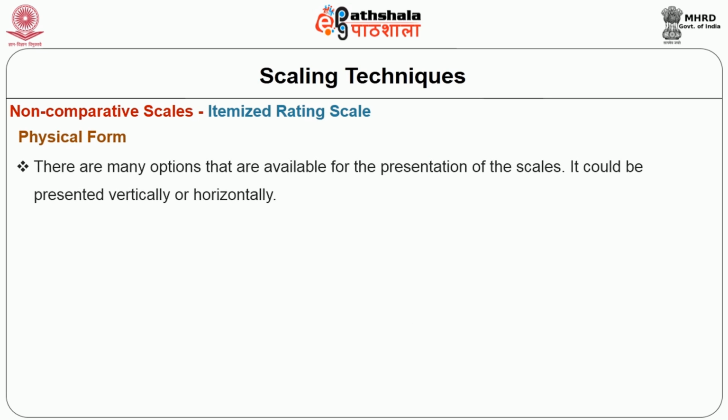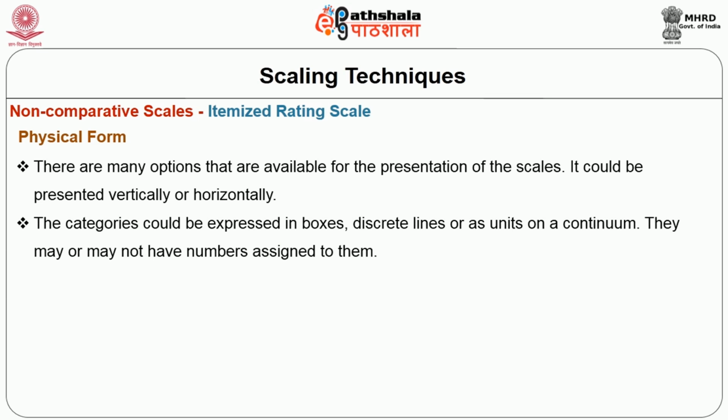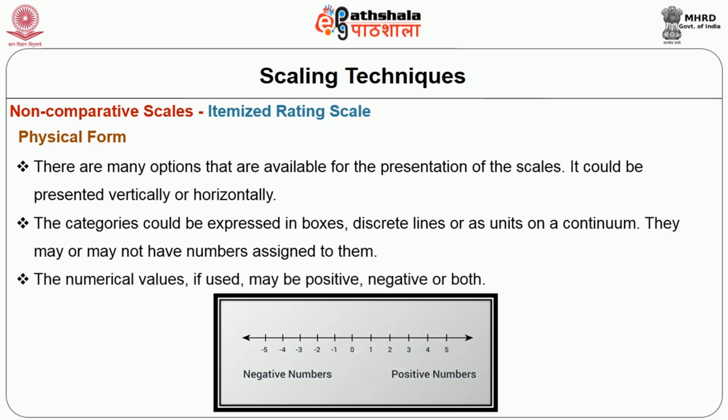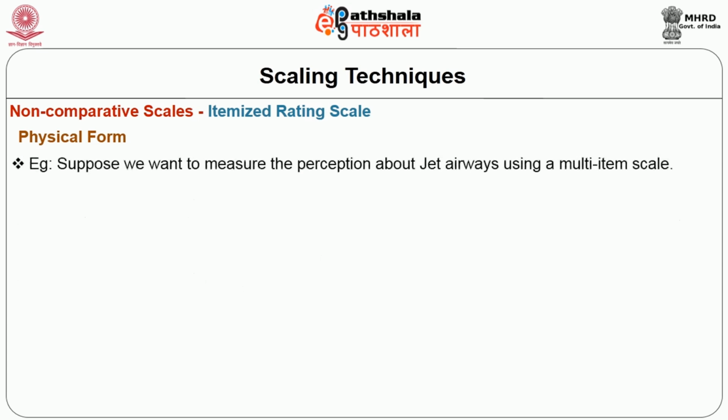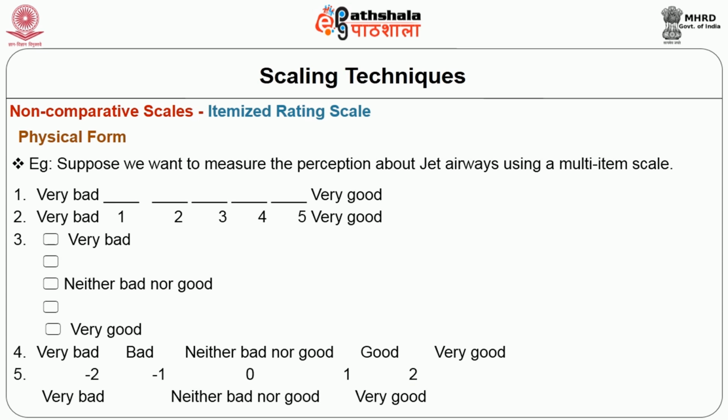Physical form. There are many options that are available for the presentation of the scales. It could be presented vertically or horizontally. The categories could be expressed in boxes, discrete lines, or units on a continuum. They may or may not have numbers assigned to them. The numerical values, if used, may be positive, negative, or both. For example, suppose we want to measure the perception about Jet Airways using a multi-item scale. So it could be very bad to very good.